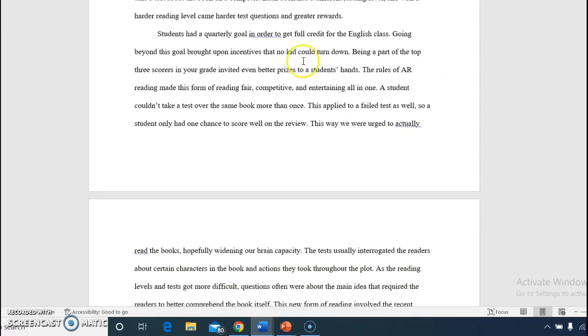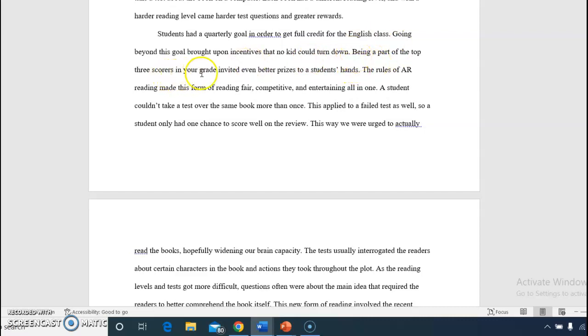So right here, it gets a little bit vague. Students had a quarterly goal in order to get full credit for the English class. So what were those goals? With a narrative, you want to be as specific as possible. You almost want to give too much detail. So give me some examples of what goals were. What goal did you have to do? How many points did you have to get in order to reach that goal? And how many books would you have had to read in order to reach that point? So I think that just adding a little bit more information here would give the reader a better idea of what's going on, as far as this program goes.